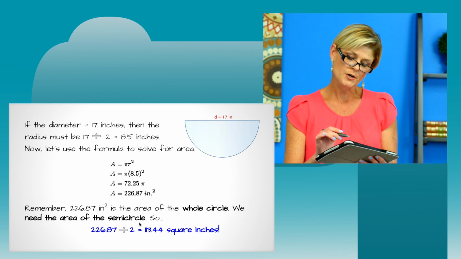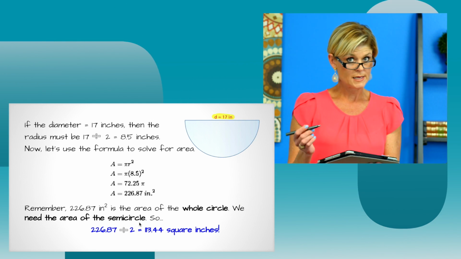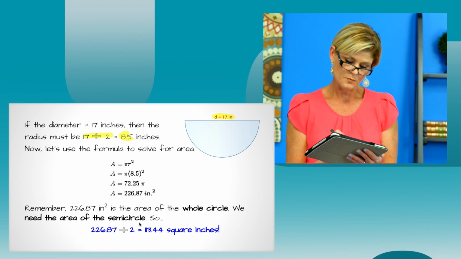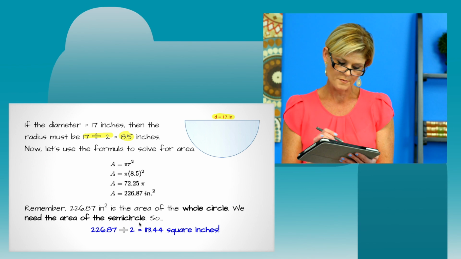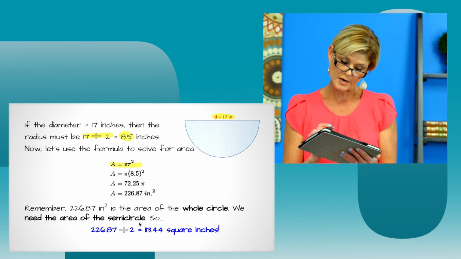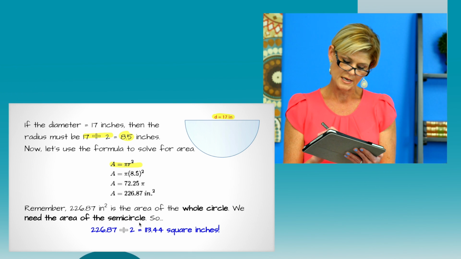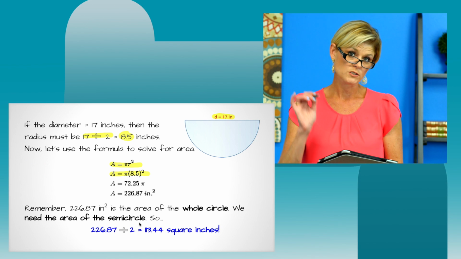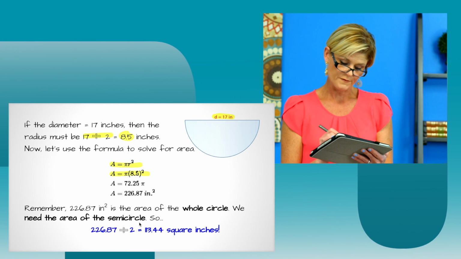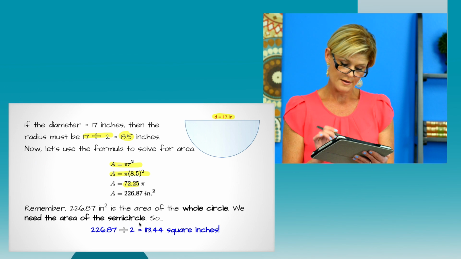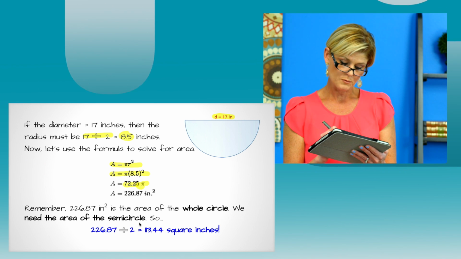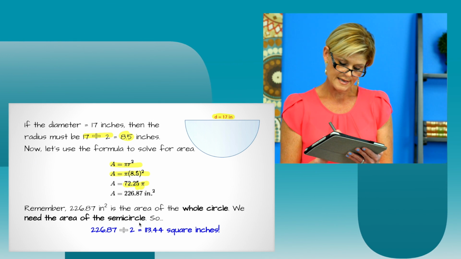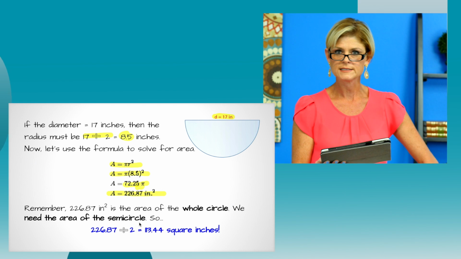So if the diameter is 17 inches, then the radius must be 17 divided by 2. Remember, half of the diameter is your radius, 8.5 inches. Now we can use our formula. We have A equals pi r squared. Cutting 17 in half, we get 8.5. A equals pi 8.5 squared. When I multiply 8.5 times 8.5, I get 72.25 pi. And then once I multiply 72.25 and pi, 3.14, I get the area as being 226.87 inches squared.